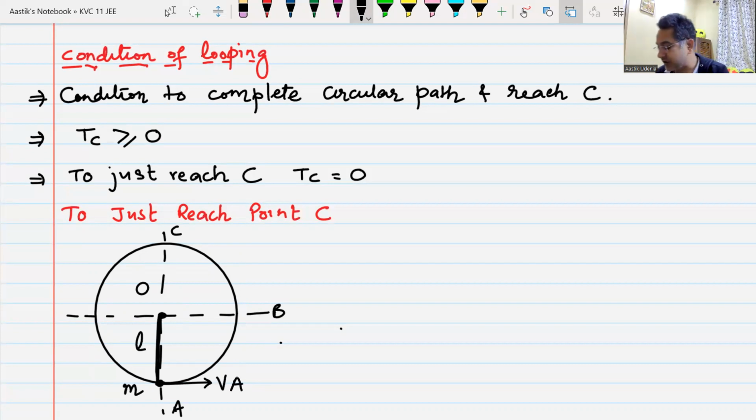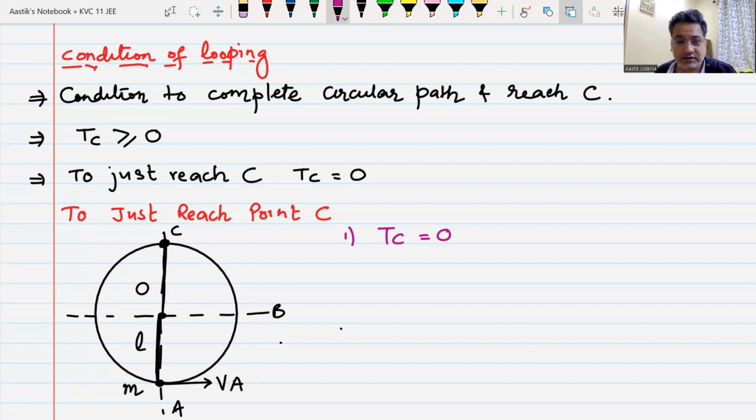The speed at point A is VA. To just reach point C, the bob just needs to reach here. The first condition is that the tension at point C would be equal to 0.